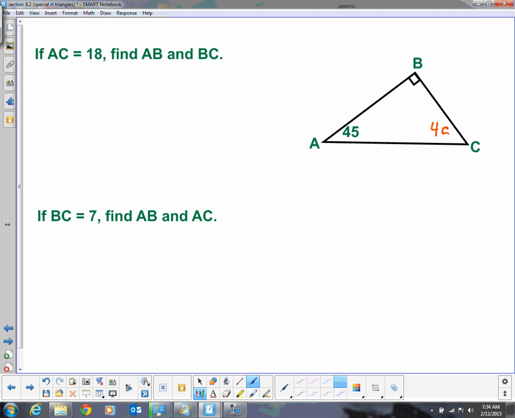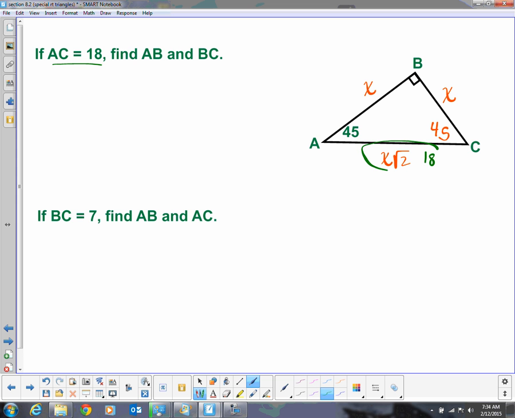The legs are the what? What is this? Hypotenuse is x square root of 2. The hypotenuse in a 45, 45, 90 triangle is always x square root of 2, which makes the legs x. So now what am I going to put? AC equals 18. AC, I put 18 on this side.